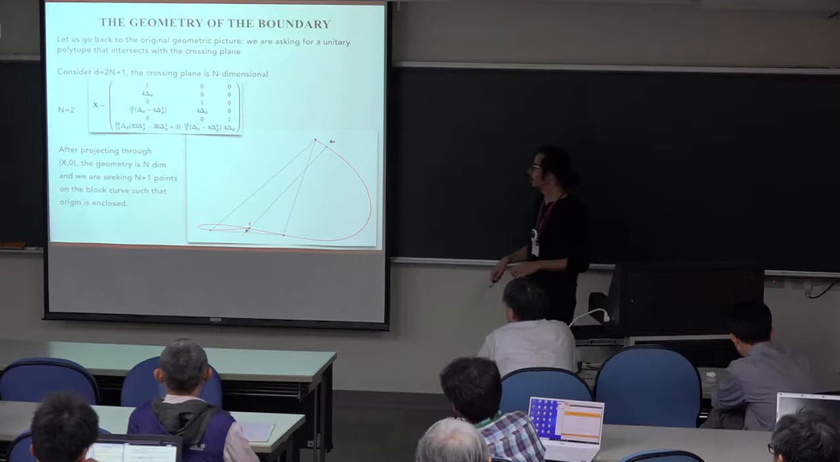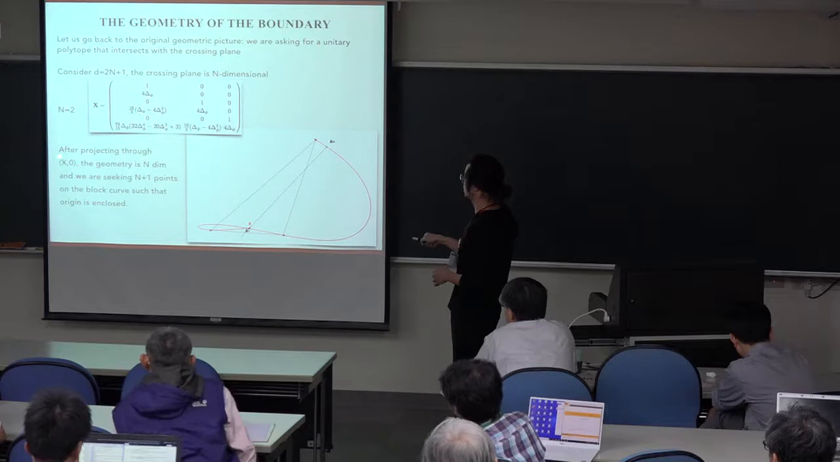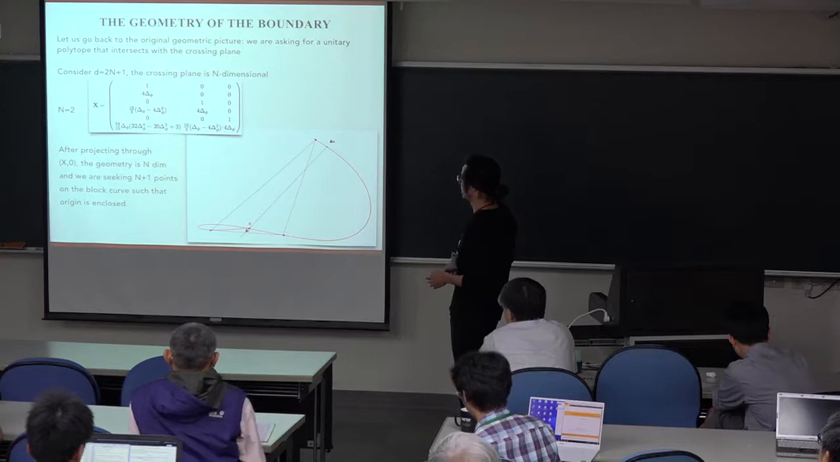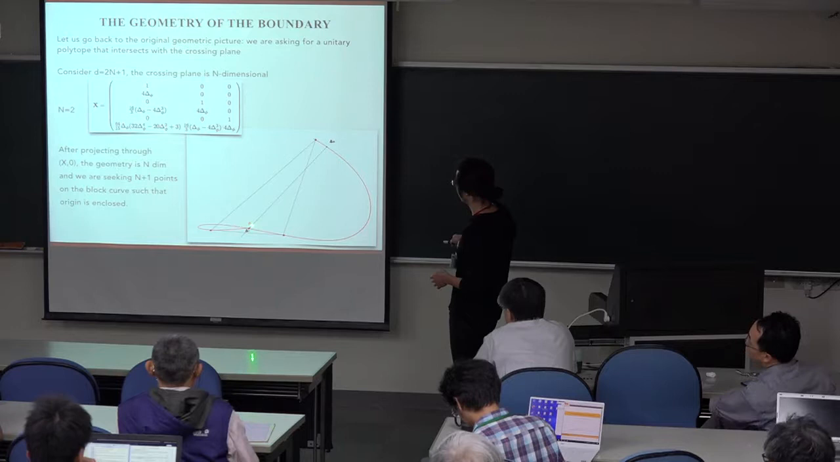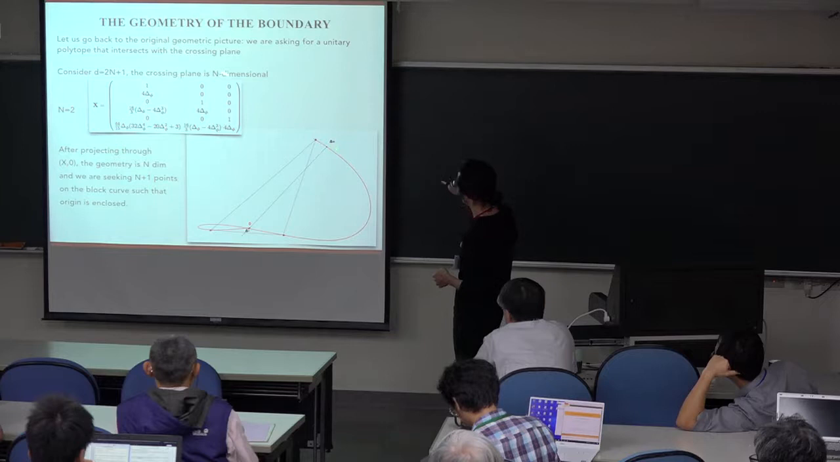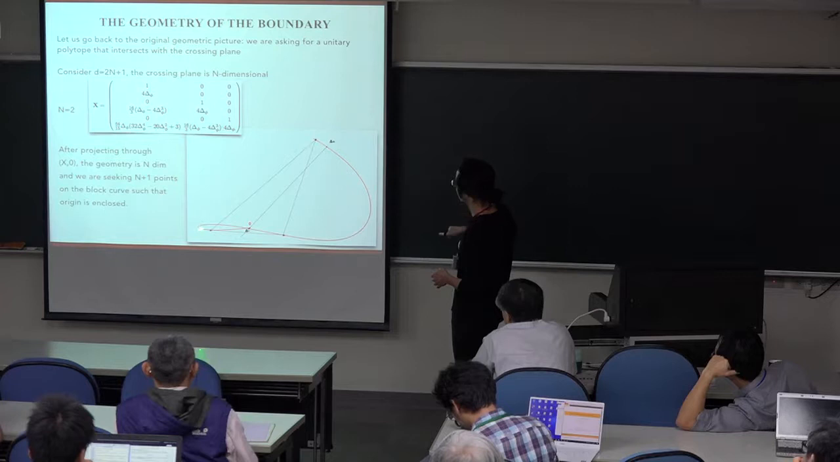So for example, if I take n equals 2, the geometry, once I project through x and 0, which is the crossing plane and identity, meaning I'm looking at a geometry perpendicular to the crossing plane, is going to be two-dimensional. So I've drawn how this geometry looks. Here, the red line is where all the conformal blocks are living.